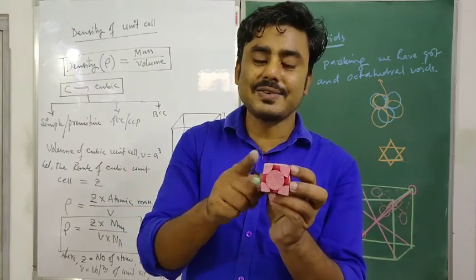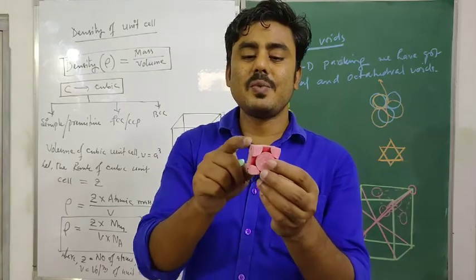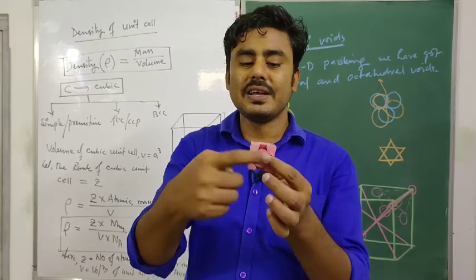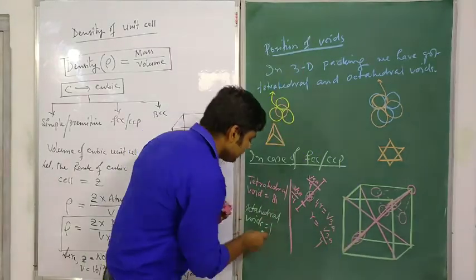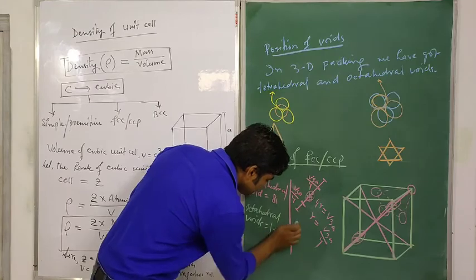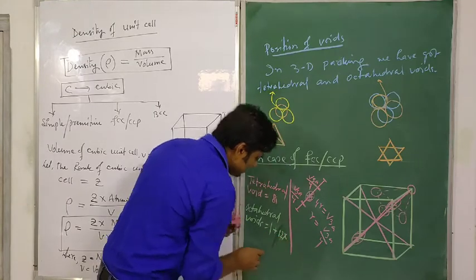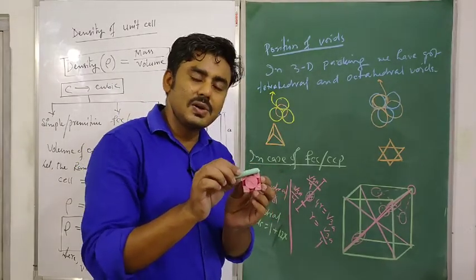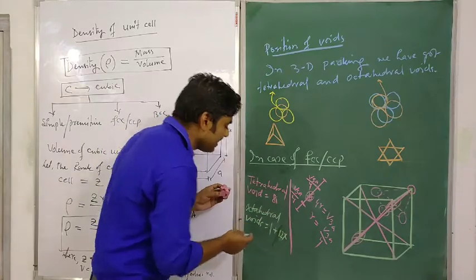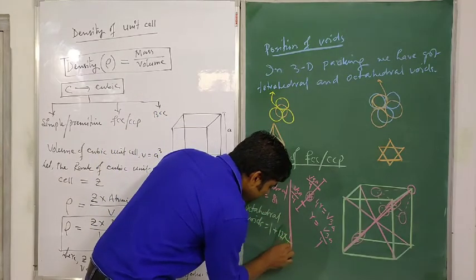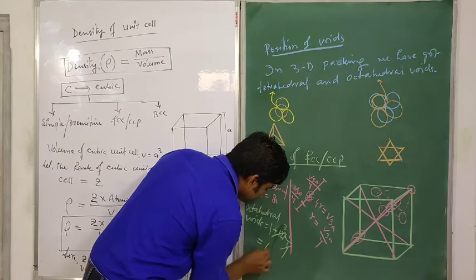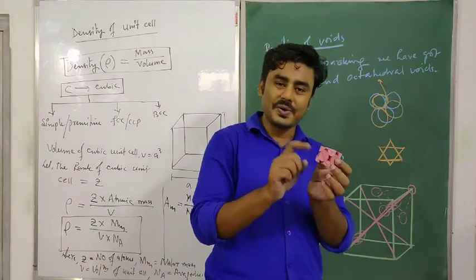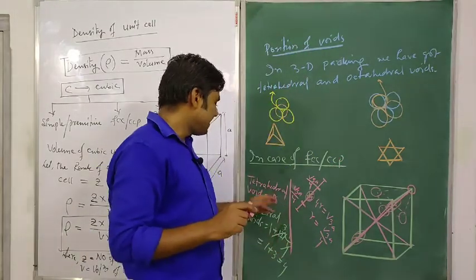Okay, so how many edges are there in total in this unit cell? Just count: above 1, 2, 3, 4, below 1, 2, 3, 4, here 1, 2, 3, 4, 12. So here we have plus 12 into its edge length. In each edge length there is only 1/4 part of the octahedral void. So I have to write here 1/4. So if you cut it, you will get 3. That means 1 plus 3 is equal to 4. That means octahedral voids in this unit cell is 4 and tetrahedral voids is 8.